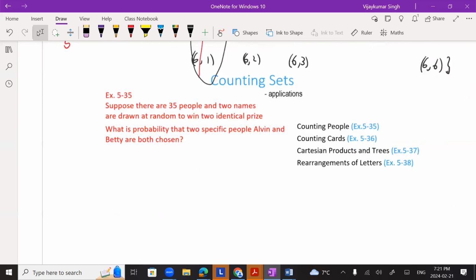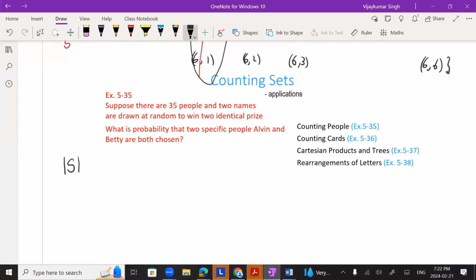Now let's look at the following problem. There are 35 people and 2 names are drawn at random to win 2 identical prizes. What is the probability that 2 specific people, Alvin and Betty, are both chosen? So the idea is that Alvin and Betty both are chosen. Let's think about this problem. How would we go about it? You're choosing how many people out of it? So the sample space is what?